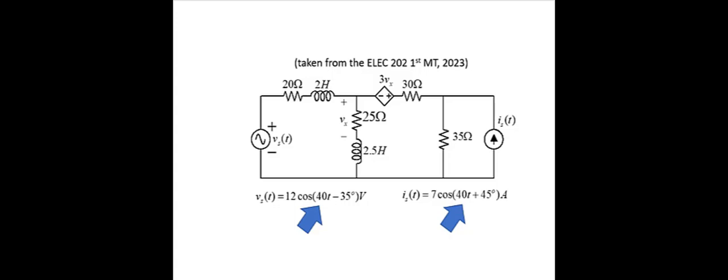Let me represent the voltage source with a peak value of phasors, 12 at negative 35 degrees volts, and the current source with a peak value of phasors, 7 at 45 degrees amperes. The reactive elements, inductors and capacitors, would be represented with their impedances, j omega L for inductors, negative j 1 over omega C for capacitors. In this case, we have only inductors, and we use j omega L for inductors.